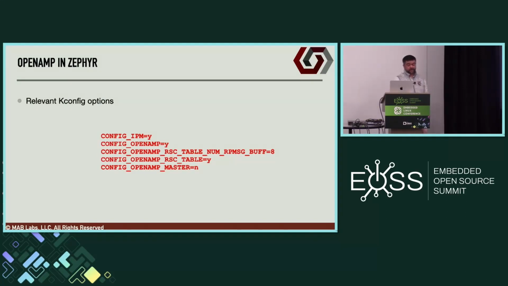And these are the relevant Kconfig options. CONFIG_IPM enables the interprocessor communication subsystem within the IPC subsystem within Zephyr. CONFIG_OPENAMP compiles the OpenAMP subsystem, and then the resource table config options enable the resource table, because that's one of the things remoteproc uses. It verifies that your ELF file has that resource table entry, to make sure there is actually shared communication, and that the MCU is aware of what that shared resource is, so that it can communicate between the MPU and the MCU.